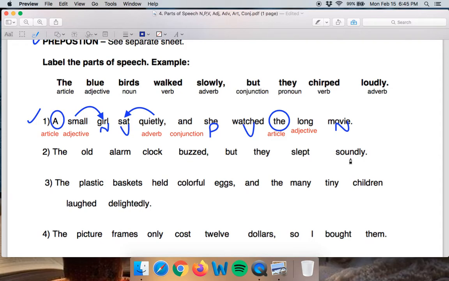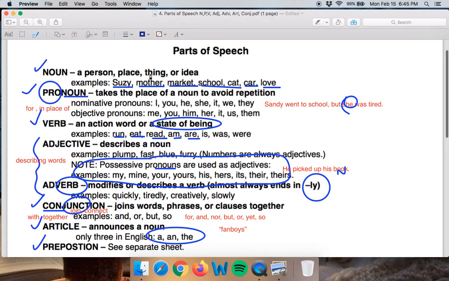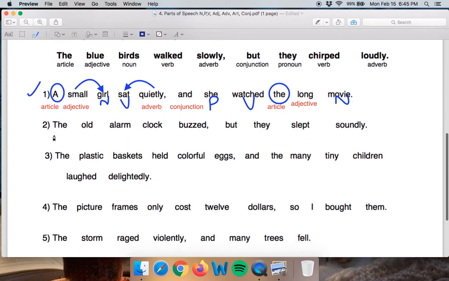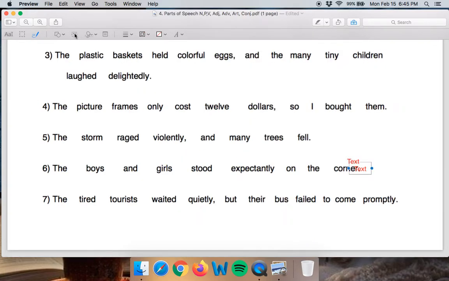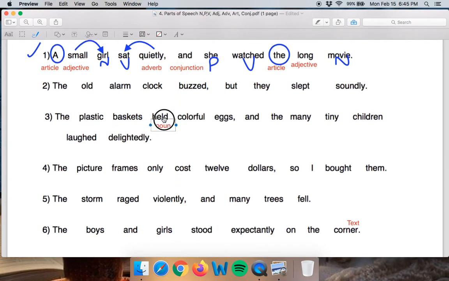Okay? So, first, let's take a look and find some nouns. Let's find some people, places, or things here. So, what people, places, or things do we have here? Okay, so a clock is a thing, right? So, that's a noun. Clock is a thing.